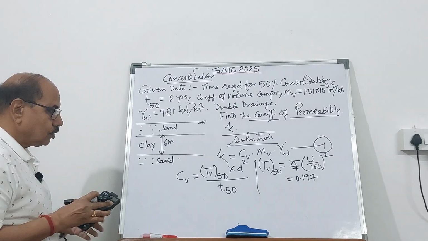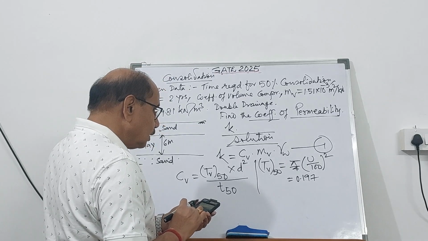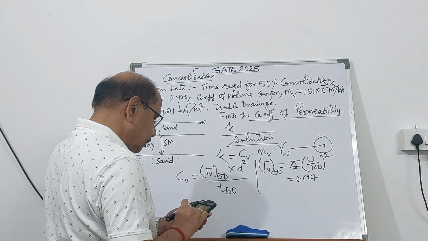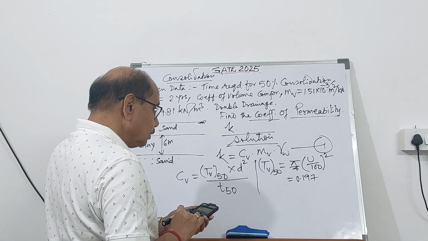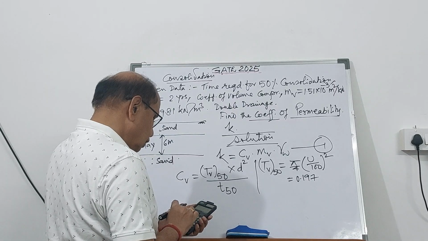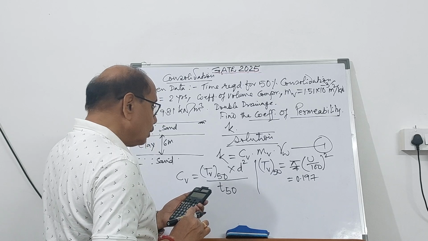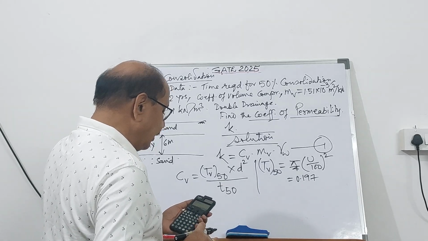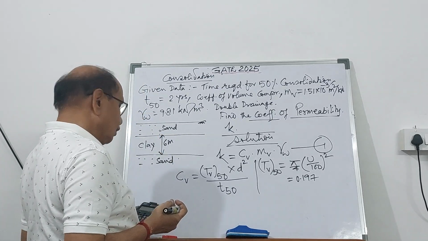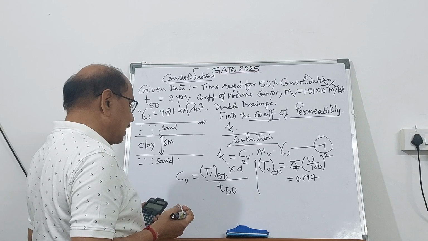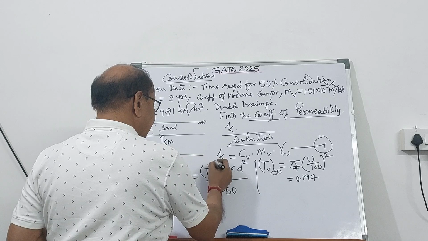So the time factor is 0.5 square into pi by 4, approximately 0.197, 0.1963 to be exact. So we are getting the value here of the time factor.